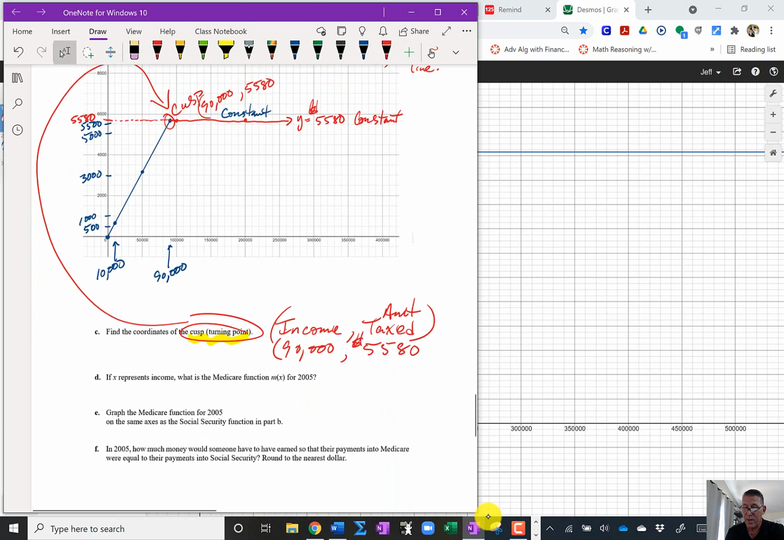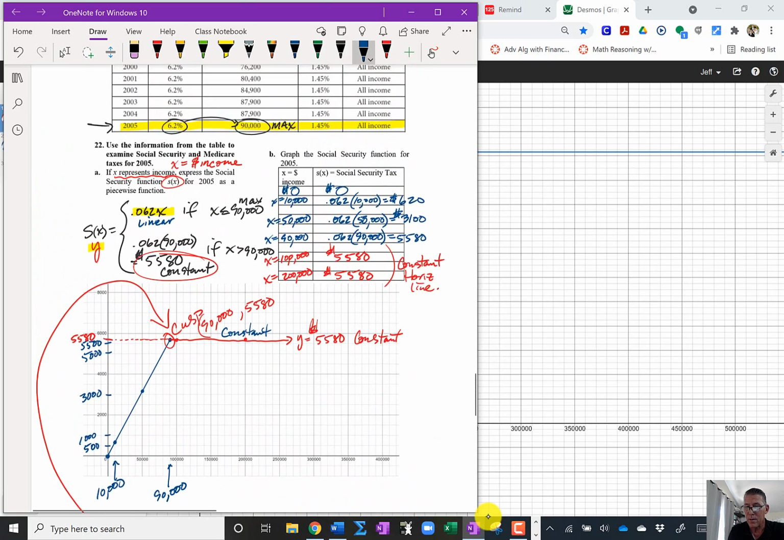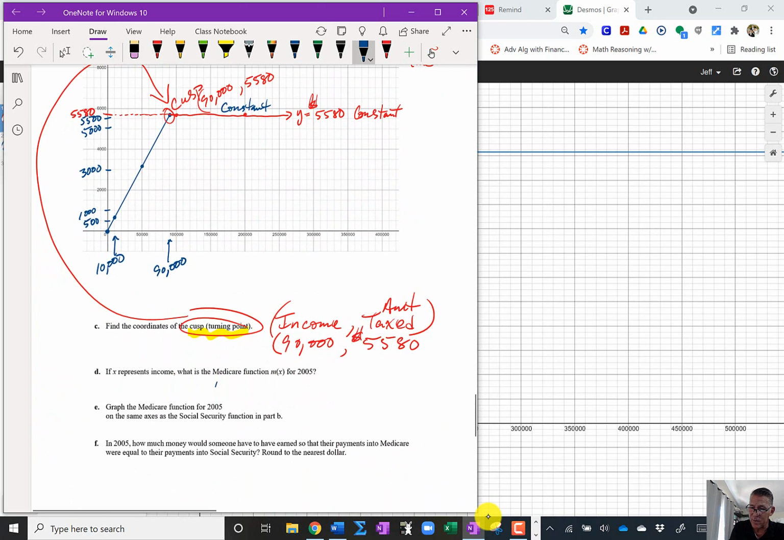If I just sidetrack here a little bit, if I do a little table, x and then M of x equals 0.0145x. So when the income's 0, you don't pay anything. So it starts at the origin here, just like Social Security did. This does too. Oh, by the way, this is for all income, but x is greater than or equal to 0. So we've got to put in that restriction.